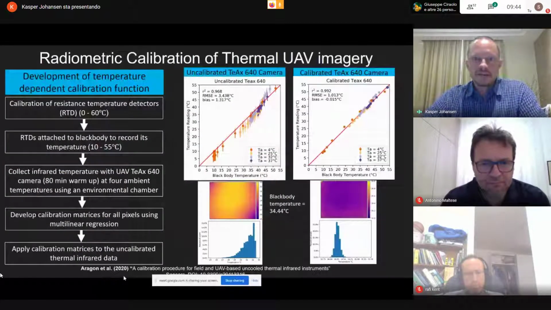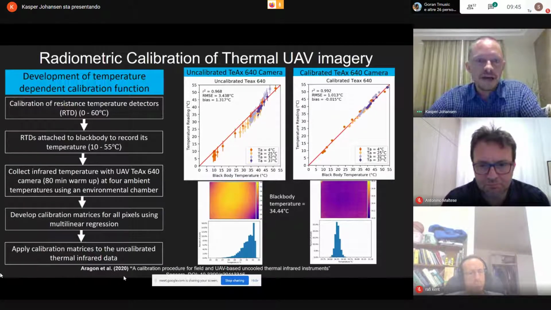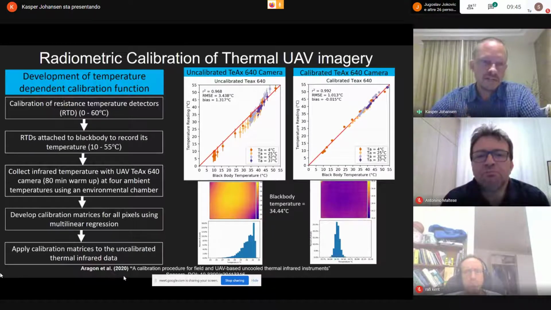So as I mentioned, we collected a lot of thermal data sets. To be able to use them properly, we developed a radiometric calibration approach. Those results have just been published in the Sensors journal a few weeks ago. The whole setup was lab-based, to develop an ambient temperature dependent calibration function for calibrating the thermal data. Initially we calibrated some resistance temperature detectors, which we then attached to a black body to measure temperatures of the black body from 10 up to 55 degrees.